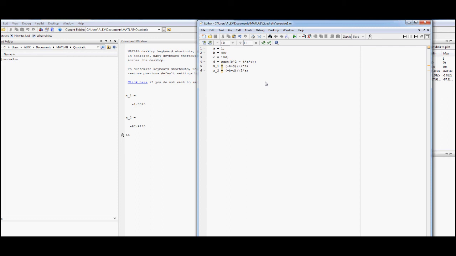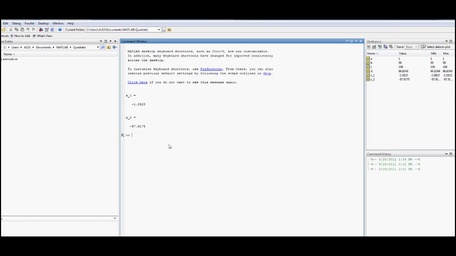Finally, you can also select the command window and type the name of your script. In our case, we would type exercise 1 and hit Enter. All three ways are equivalent. Notice that running the script should give you x_1 equals minus 1.0825 and x_2 equals minus 97.9175. Also note that all the variables we have defined earlier, a, b, c, d, x1, and x2, are all in the workspace window now.